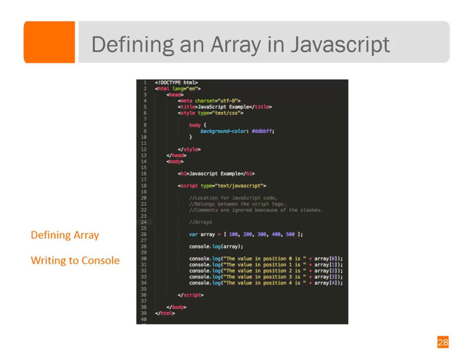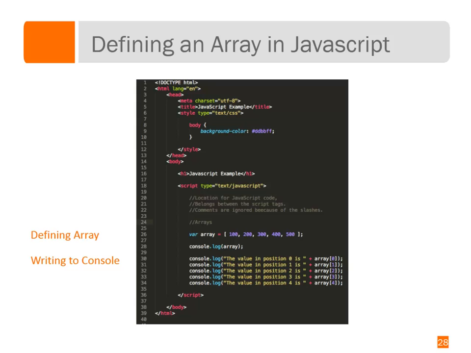So we see the variable var definition there, and we've defined this variable called array. Now, within array, we're going to place a series of values. So in this case, you see the 100, 200, 300, 400, 500 is an array of values. So array of numeric values there.